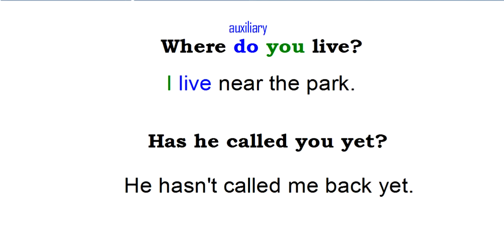And the other thing is that the auxiliary is in front of the subject, which is not what happens in a statement. And if you look at the second example, I already have an auxiliary, hasn't, because it's the present perfect. So I don't need to create a new auxiliary. I'll just move it into the question, but you'll see it also appears before the subject.